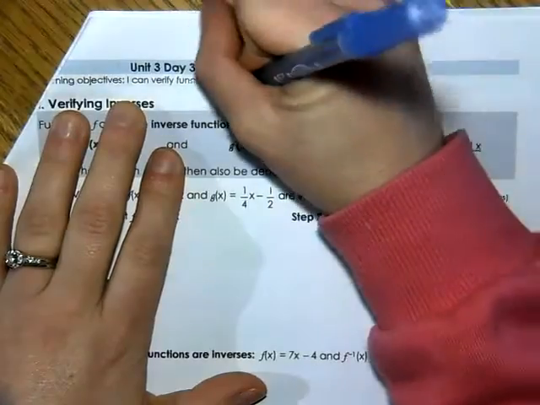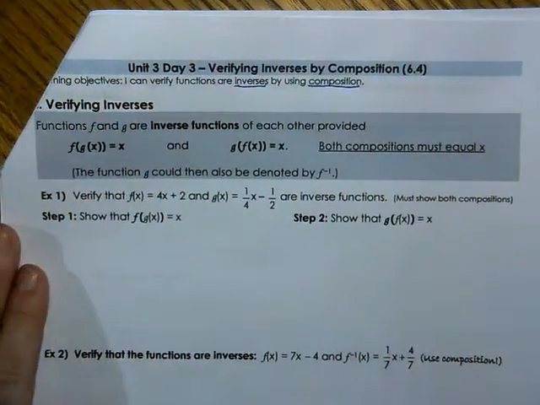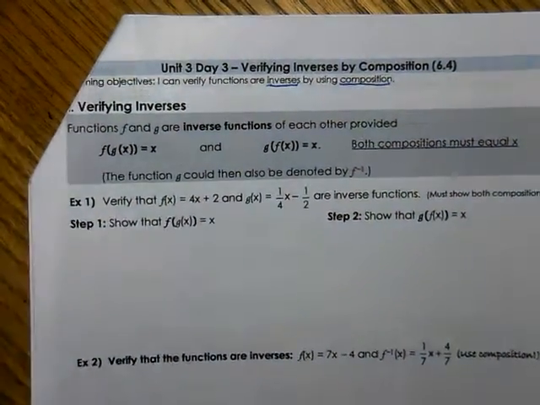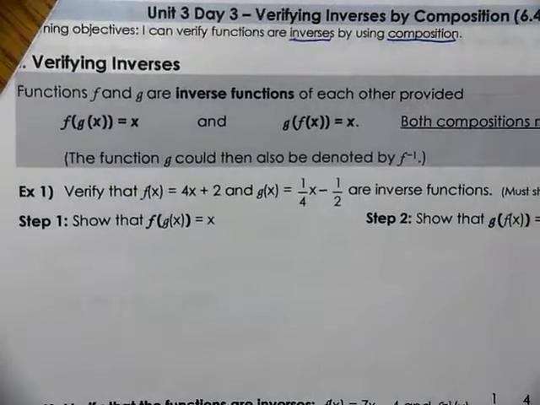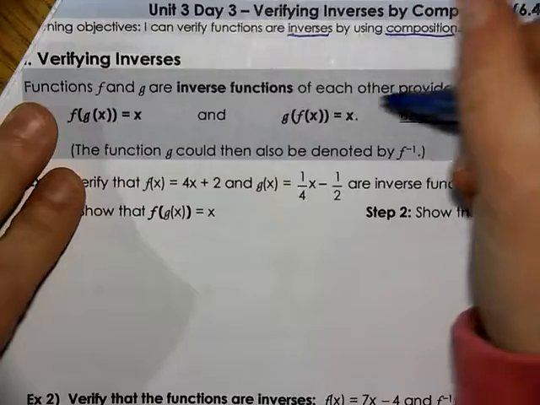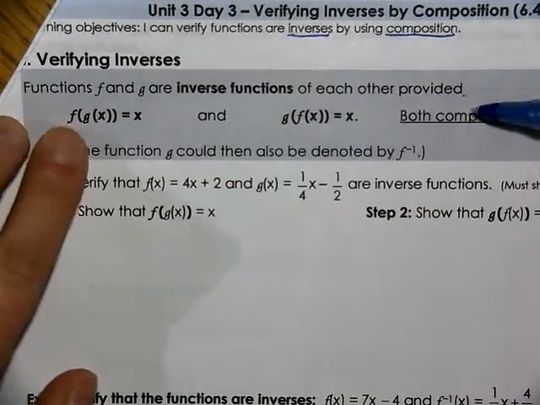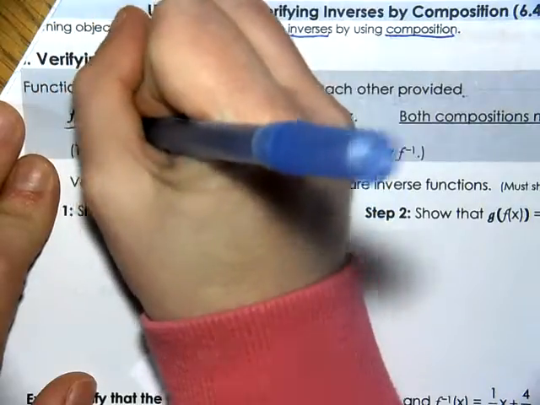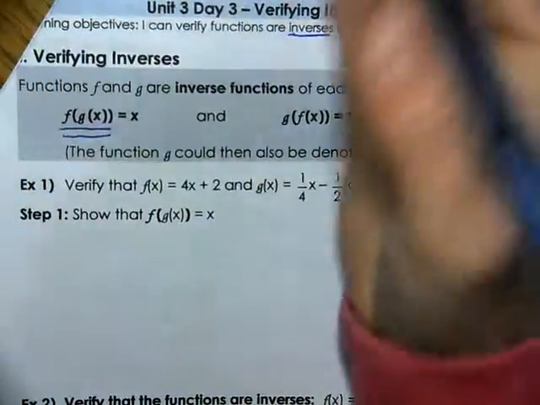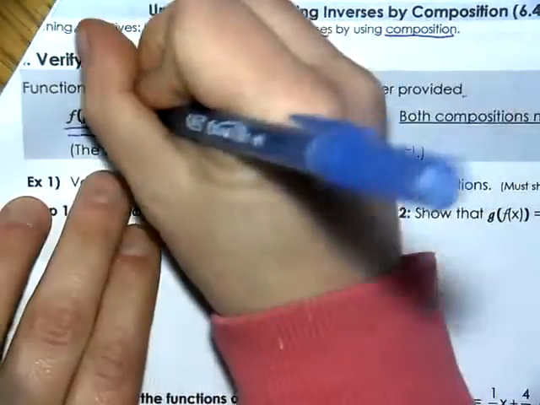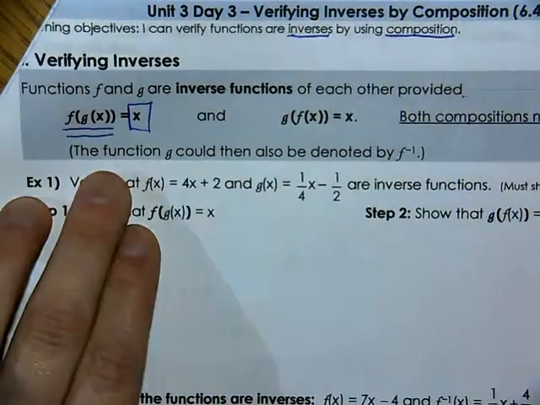So we have talked about compositions before. That is where you substitute a function into another function. So when it comes to verifying functions, let's say that you are given two functions, f and g, and you are told that they are inverse functions of each other. In order to prove that, we're going to show that f of g of x, when all simplified down, is simply going to equal x.